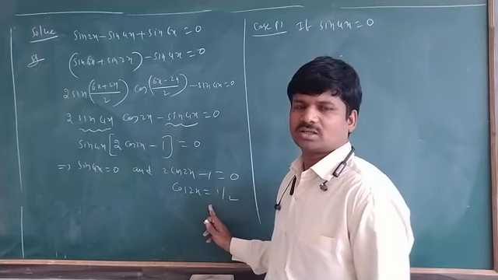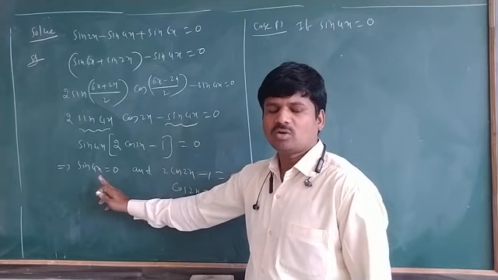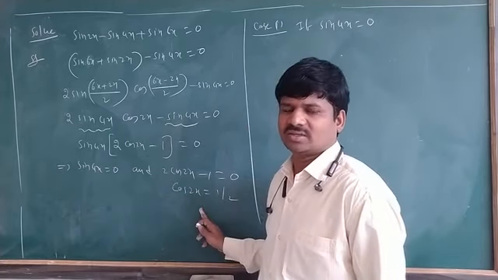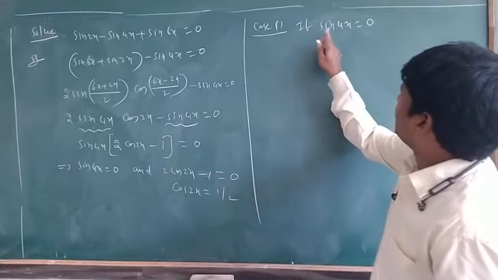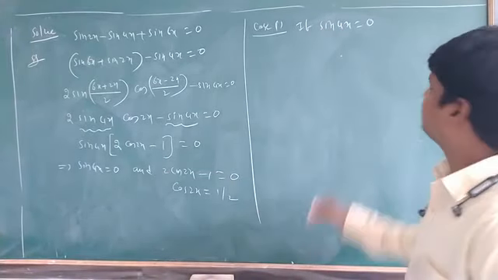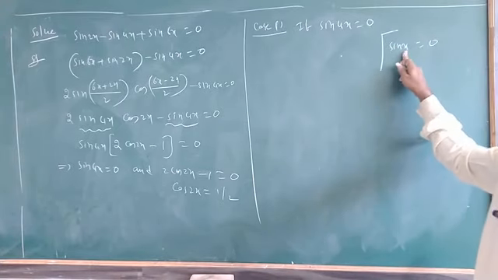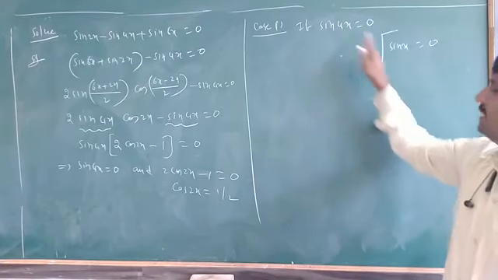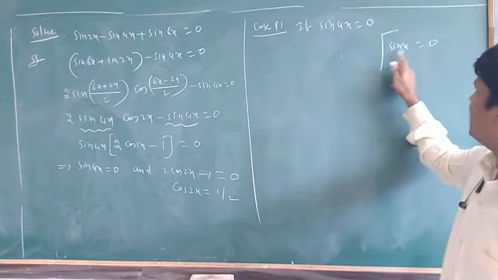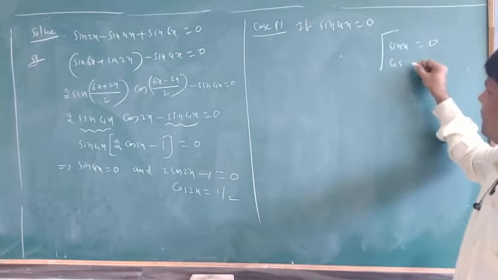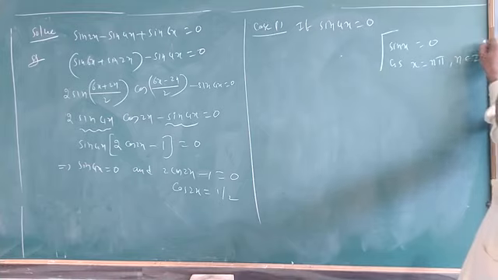Now we have to solve this equation and this equation. Then you will get general solutions. If sin 4x is equal to 0, which form is it actually? It is the sin x is equal to 0 form. But here it is 4x, no problem. In the place of x, you will take 4x. If sin x is equal to 0, what is the general solution? x is equal to n pi, where n belongs to Z.